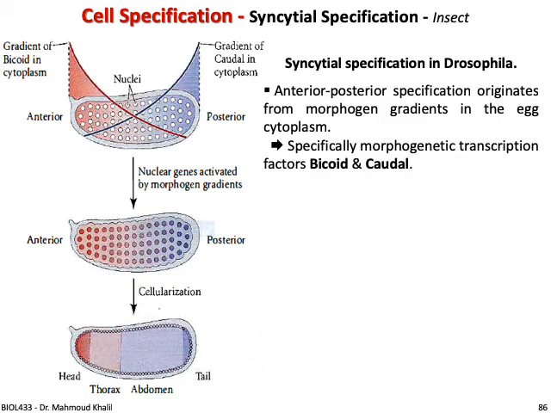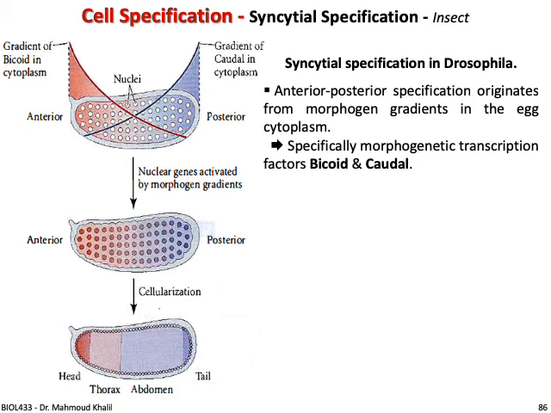The third type of specification happens in insects and is called syncytial specification. What does syncytial mean? It means you have a bag full of cytoplasm with a lot of nuclei and no cell boundaries, so the nuclei are swimming in the cytoplasm. The transcription factors or morphogens are all over the cytoplasm, surrounding all the nuclei.